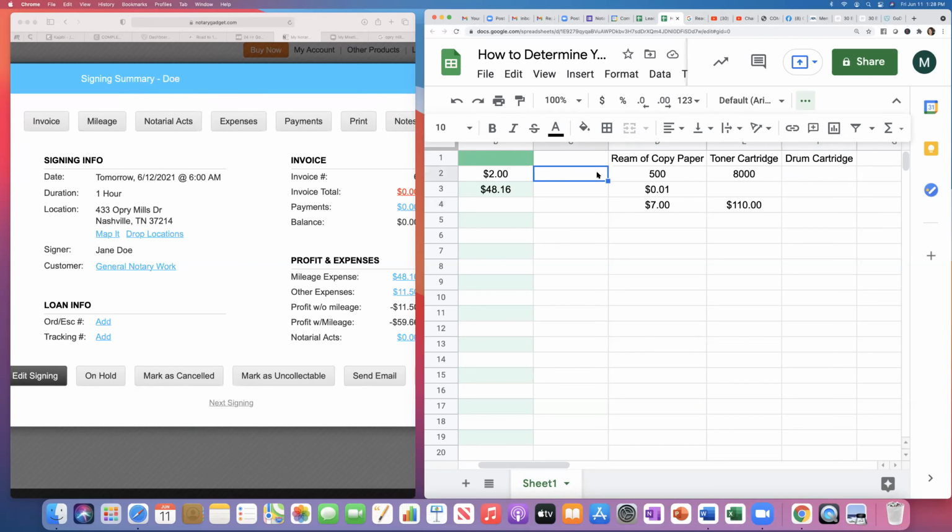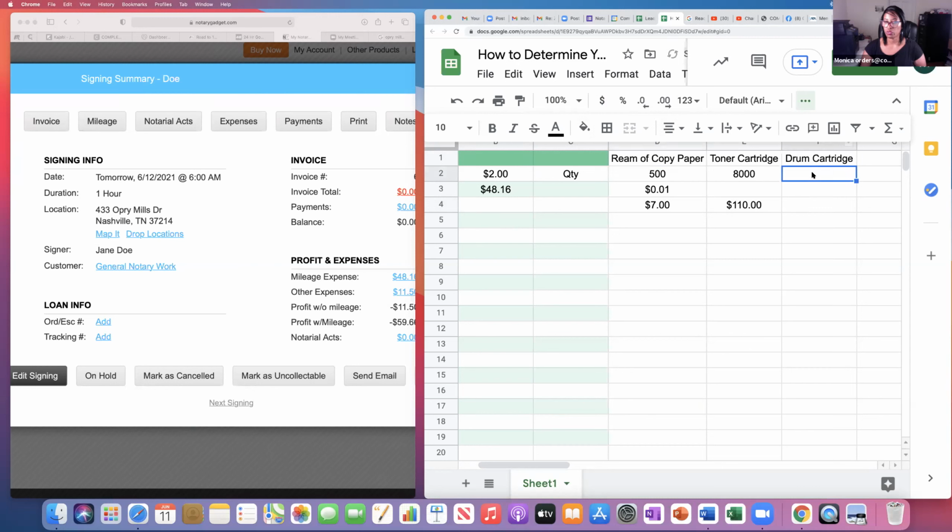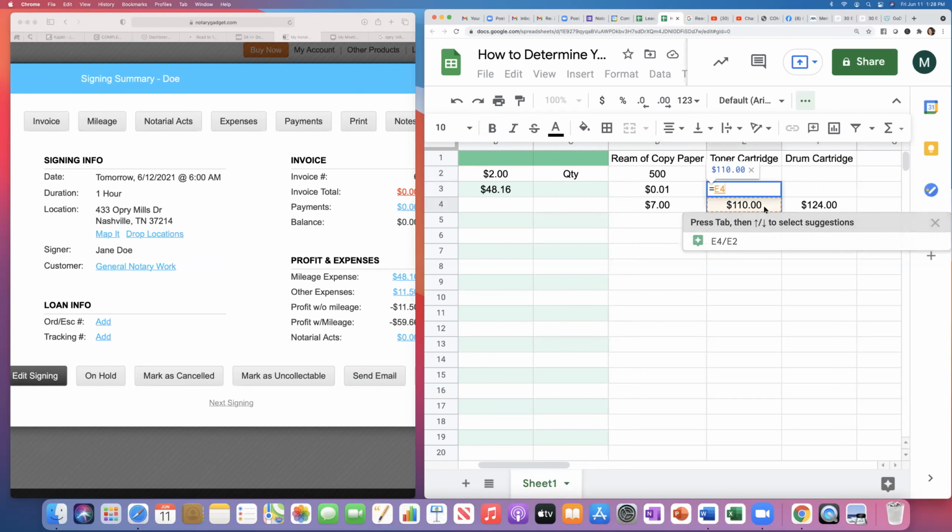124. I'm sorry, 124. Okay, so $124, correct? All right. So we're not going to worry about tax and whatnot with that. So let's go up here, and how many pages does it say that drum cartridge should last? 30,000 pages. Awesome.